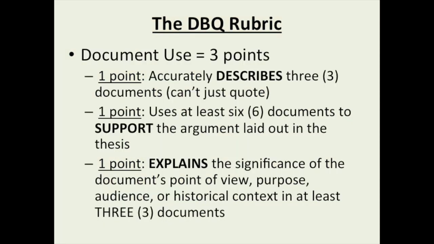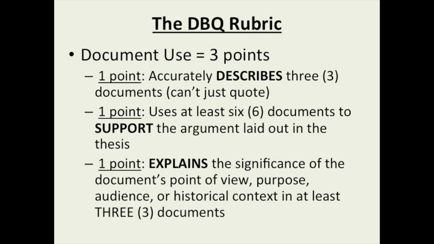Next come the 3 points you can get for using the documents. Remember, the primary point of the DBQ is to prove how you're able to use primary sources and put them together to construct a cohesive essay or a cohesive argument. So the first point you can get is for describing 3 of the documents. If you provide a summary of the documents and give anything about how they tie back into the question, for 3 of those, you'll get 1 point.